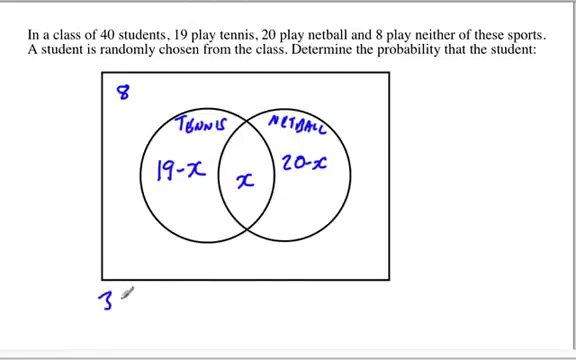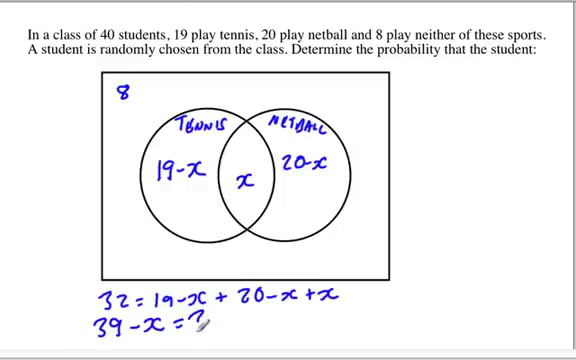We know that 32 is equal to the number that play just tennis, plus the number that play just netball, plus the number that play both. When we simplify this, it's going to be 39 minus X, because negative X plus X is negative X, and 19 plus 20 is 39, and that's equal to 32.